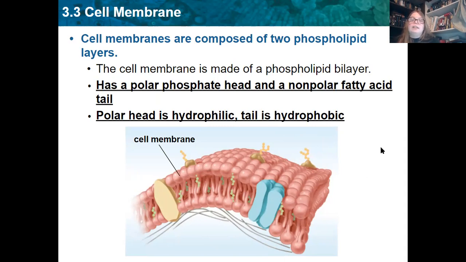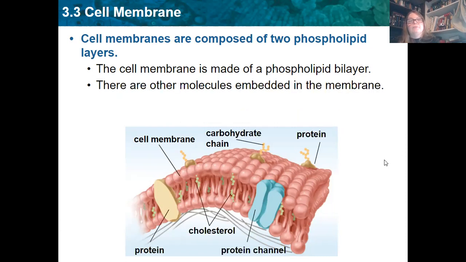And another cool thing is if you take these phospholipids and you just drop them in a thing of water, they are automatically going to form like a little clump with all the tails pointing in and the heads pointing out, which is pretty cool.